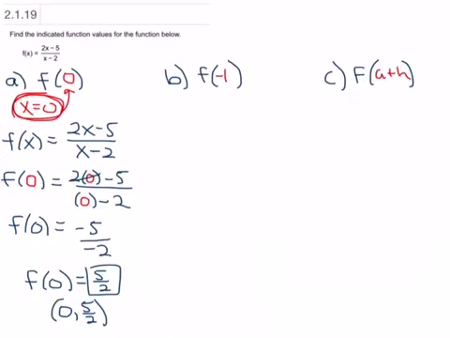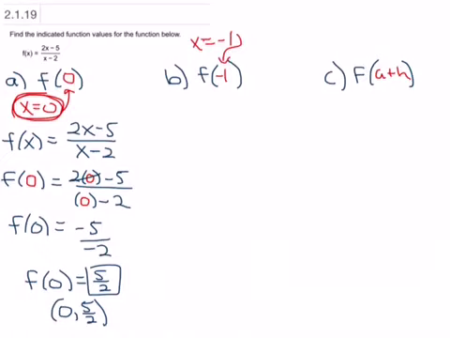Okay, let's go to the next problem. So same exact game. The only thing that's new is I'm going to be plugging in a different x value. So in this one, I'm going to be plugging in x equals negative 1. That's what that notation means.